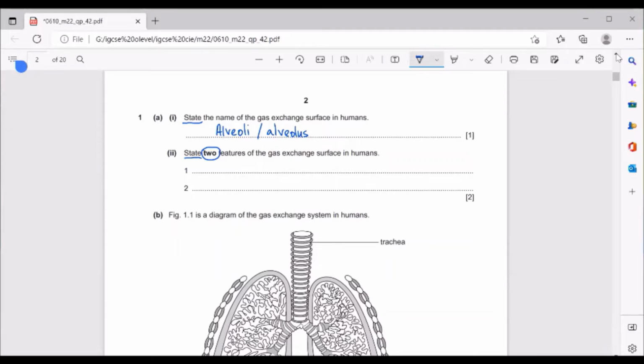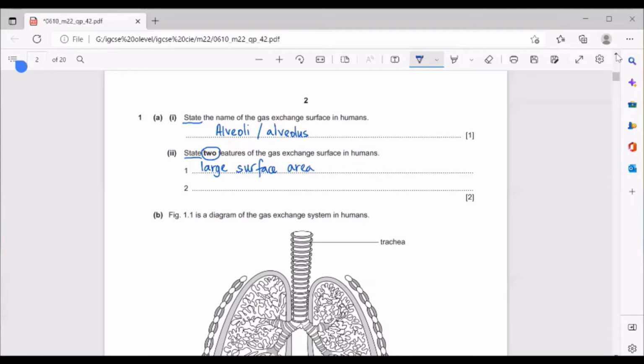So what are the two features of the gas exchange surface in human? Now, gas exchange occurs through diffusion. So therefore, the gas exchange surface will have features that allow the rate of diffusion to occur as high as possible. So this would include having a large surface area. So there are numerous alveoli in the lungs, and these provide large surface area for gas exchange to occur as fast as possible.